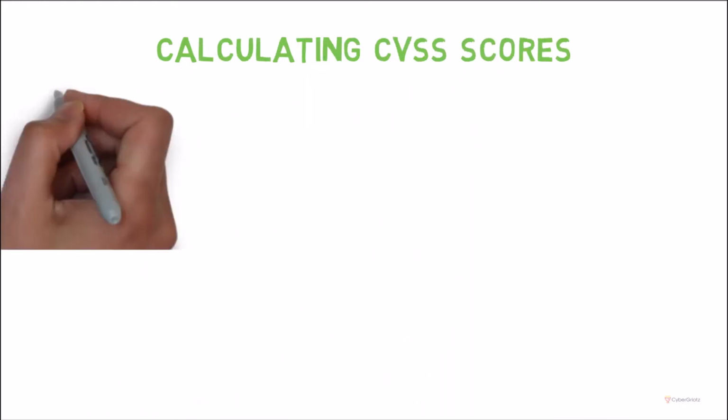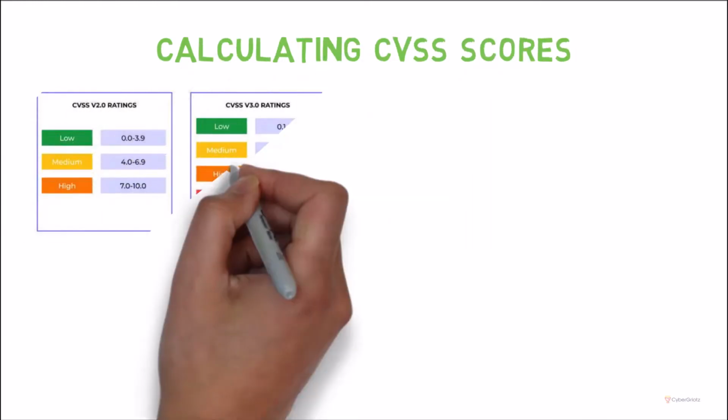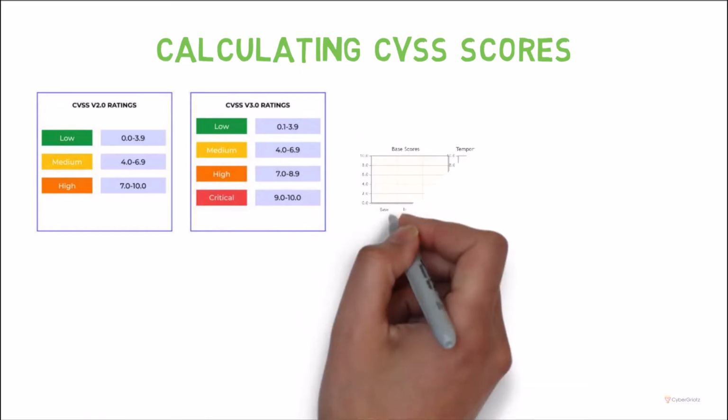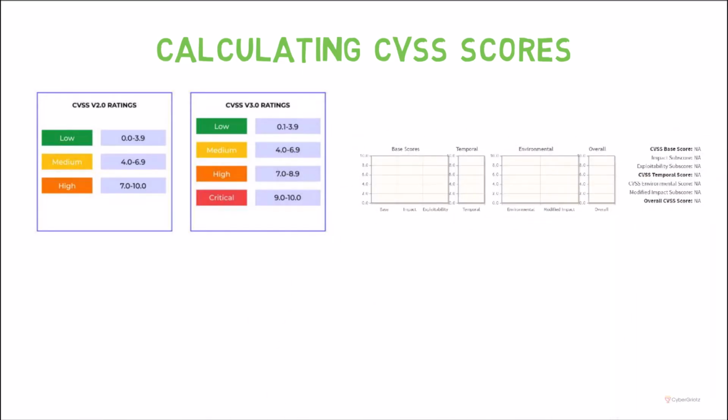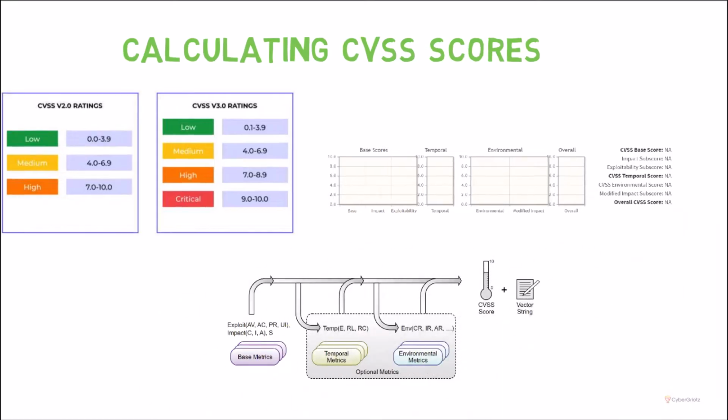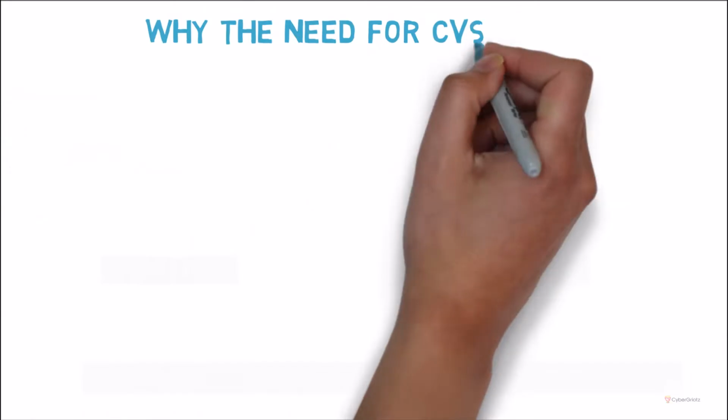CVSS scores range from 0 to 10, where higher scores indicate more severe vulnerabilities. These scores are also categorized qualitatively from none to critical. Let's take a look at an example.